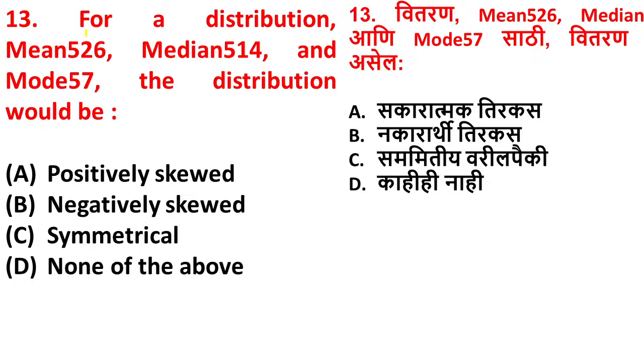Question number 13. For a distribution, mean is 526, median is 514 and mode is 57. The distribution would be option A positively skewed, option B negatively skewed, option C symmetrical, option D none of the above. Yes, here the right answer is option C symmetrical.